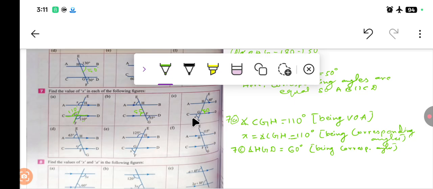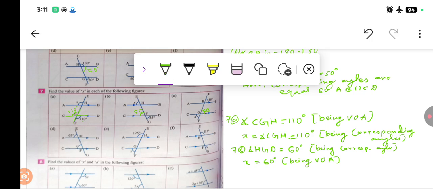Now x value you can easily figure out. It is in vertically opposite angle correlation. So I will write now x is equal to 60 degree being vertically opposite angle. Being vertically opposite angle, in short form I'll write BOA. This is how question number 7c is solved.